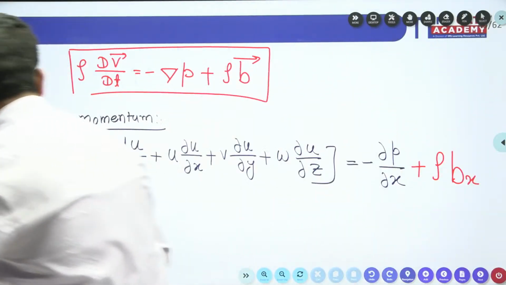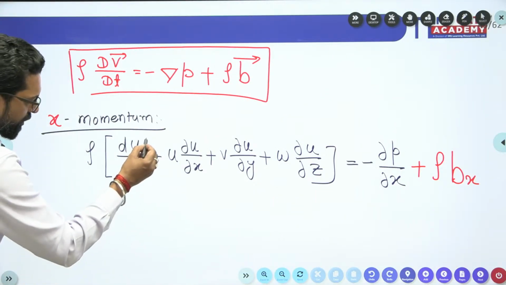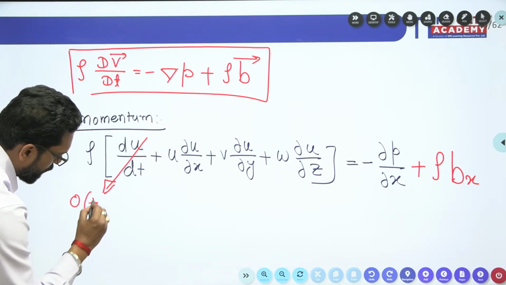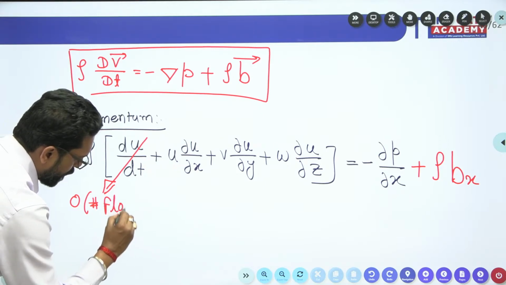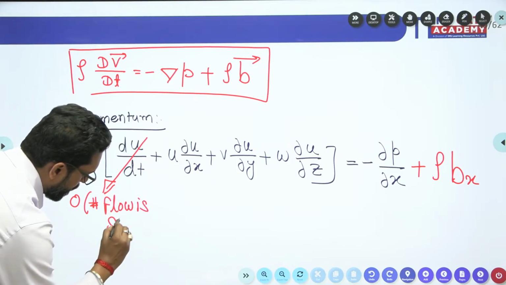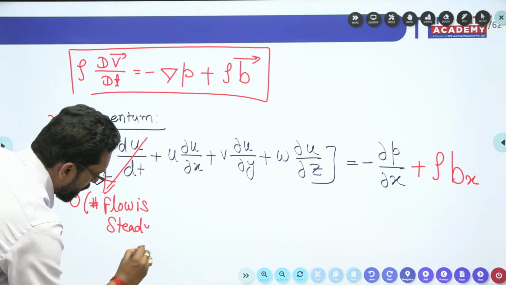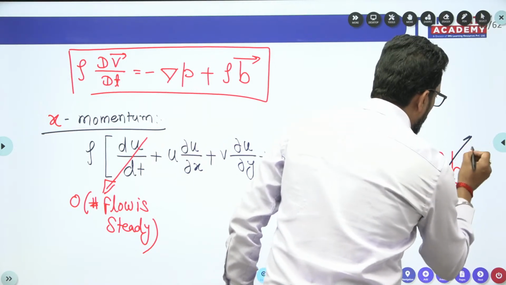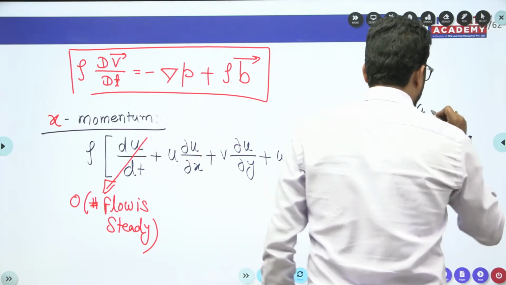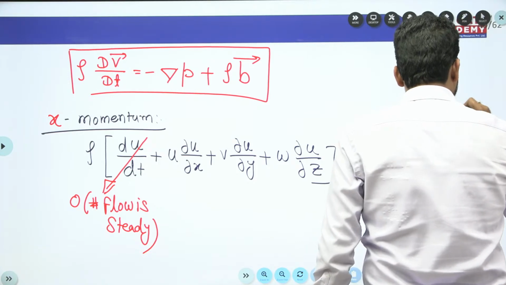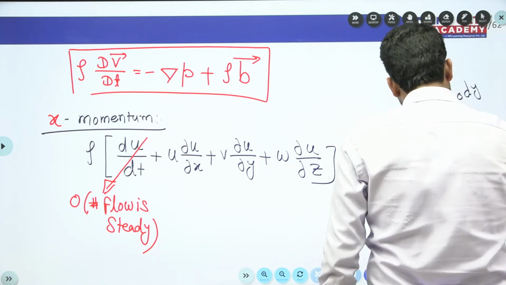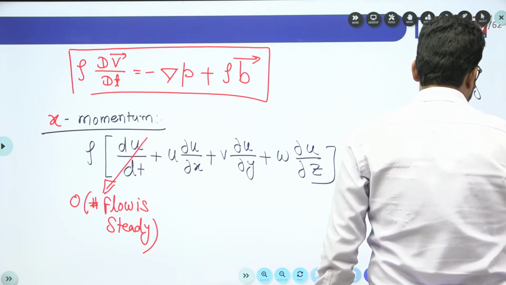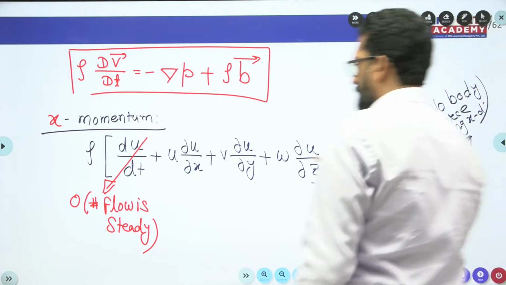Now you cancel out. The flow is steady. So this is 0. This is 0. Why? Because the flow is steady. Right? This is 0. Why? Because no body force along x direction. Right? This is also 0.